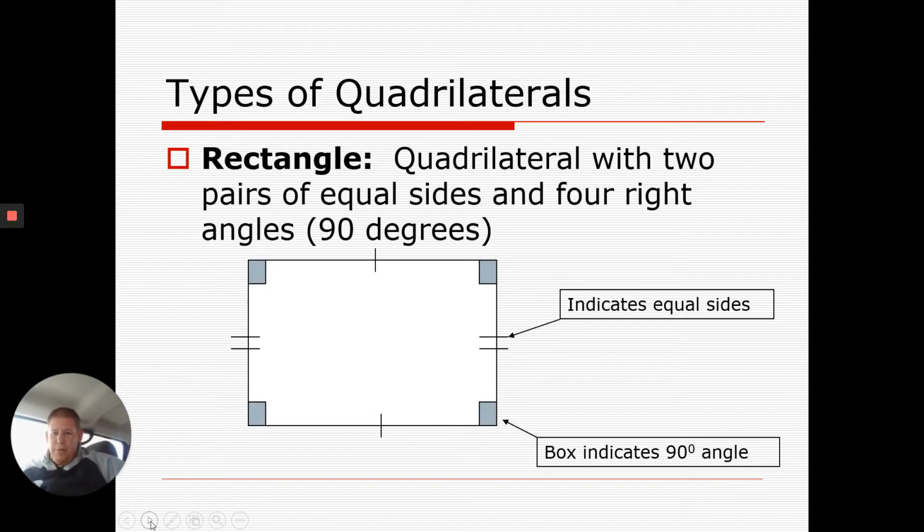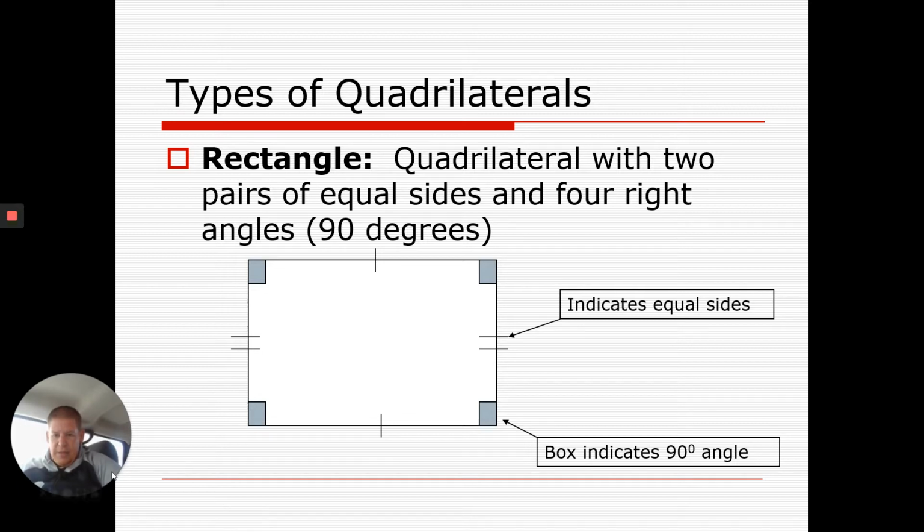Probably one of the most recognizable quadrilaterals we have is a rectangle. When we go through each of these shapes, we're going to talk about not only the sides and the types of lines they have, but also the angles. I know Mrs. Johnson went over some angles with you last week. So a rectangle is a quadrilateral with four sides, right? With two pairs of equal sides and four right angles.